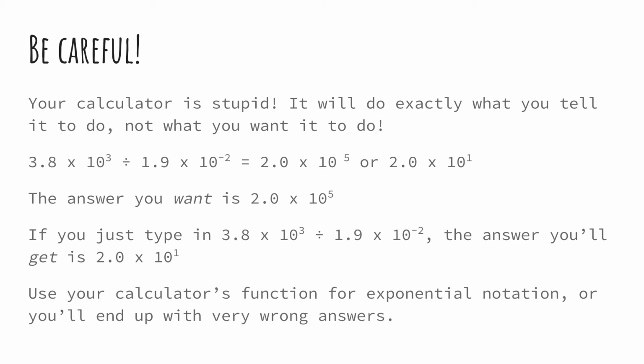Because if you put it in correctly with the exponential notation function that your calculator provides, it will never make that mistake. It will always correctly pair the number and the magnitude that you want to stick together. But if you just enter times 10 to the third, it won't know to do that. That's what you need to be careful with. That's what you need to watch out for.